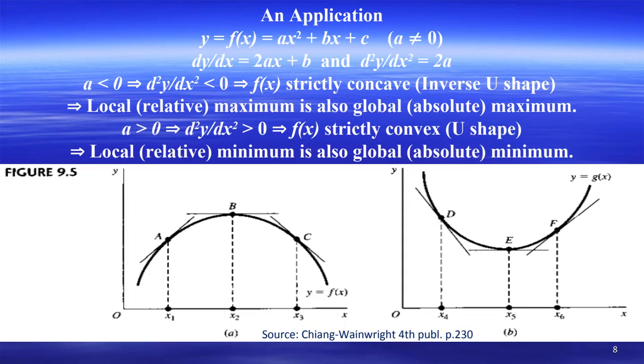All right. And our last slide today, an application with a polynomial, a simple parabola. What is it? y equals f(x) equals ax squared plus bx plus c, a being different from 0, of course. A second degree polynomial, which is a parabola. If a is negative, it will have this shape, an inverse U shape. If a is positive, it will have this U shape. The arms of the parabola will look upwards. If a is negative, they will look downwards, as you know.